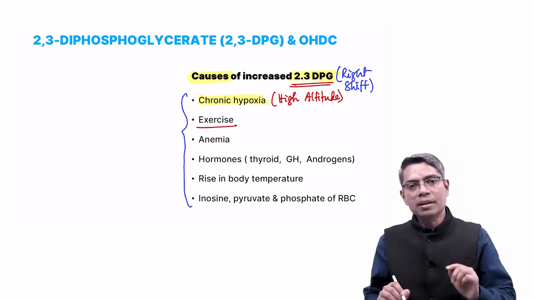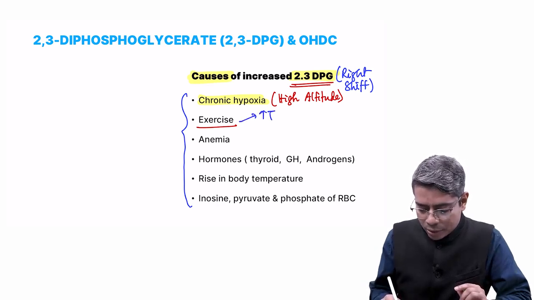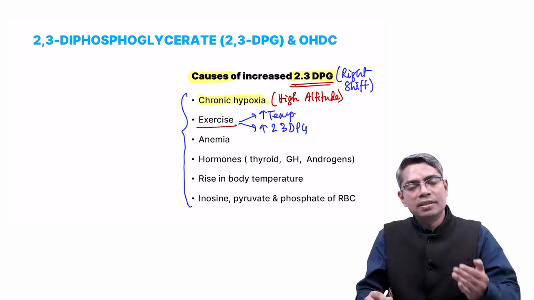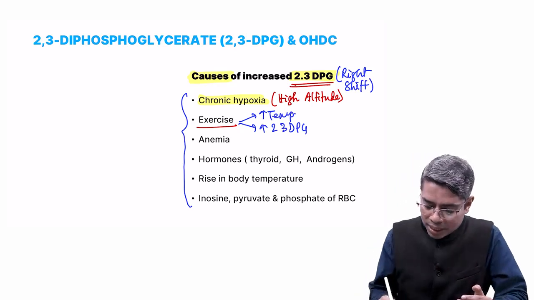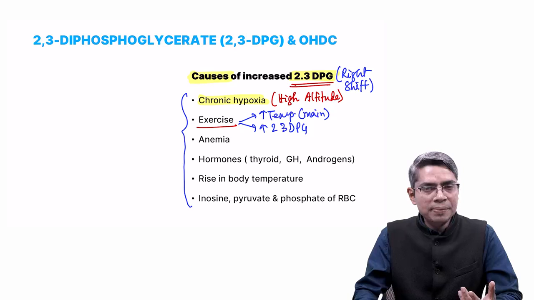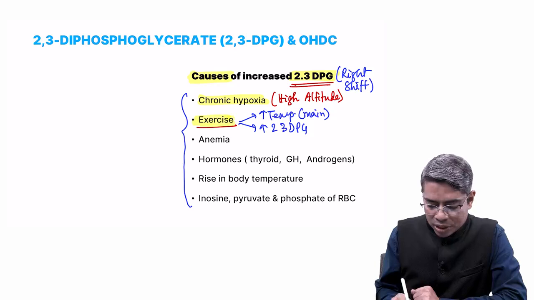So I told you earlier that if the person is doing exercise, there will be an increase in temperature also, and there will be an increase in 2,3-DPG production also, and both of them are the causes of the right shift. So during exercise the right shift is going to happen, but this increased temperature is the main factor, because 2,3-DPG may or may not increase depending on the training of the person. Okay, so exercise causes right shifting of the OHDC curve by increased 2,3-DPG production and increased temperature.